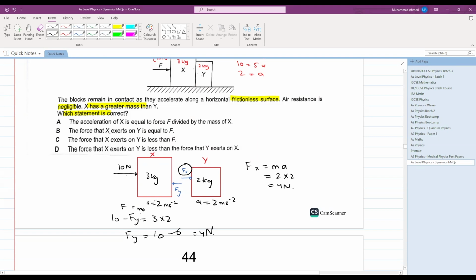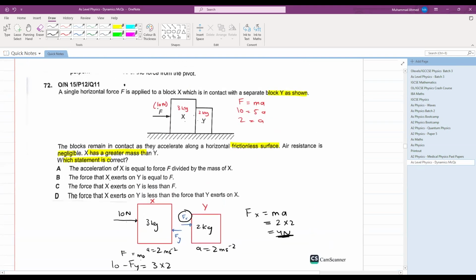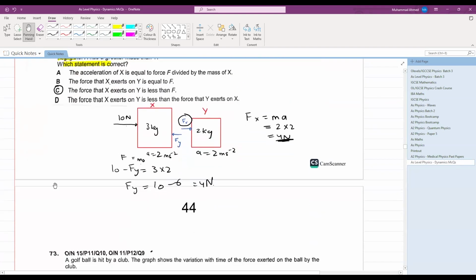Fx is the force that X exerts on Y. And can you realize that this force is less than the initial force F, which was 10 Newton? Any options like that? C is your answer. The force that X exerts on Y is less than F. Simply, I have told you a diagram, numerical diagram as well for this. Let's move on to another question.